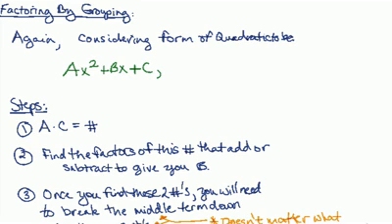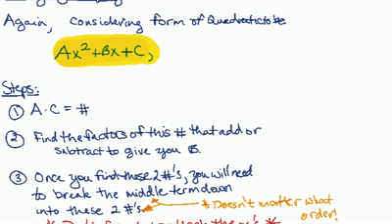Today we're going to be looking at factoring by grouping. Again, if we're looking at the general form of a quadratic expression to be in this form that I have here, ax squared plus bx plus c, these are the following steps that you will need to do to factor by grouping.